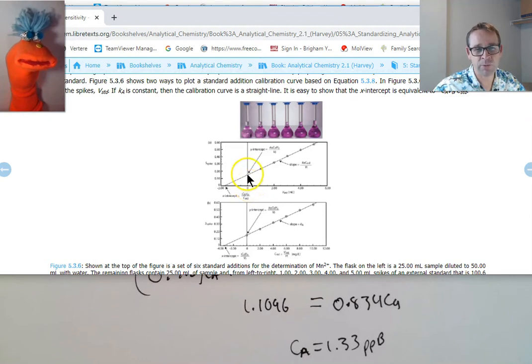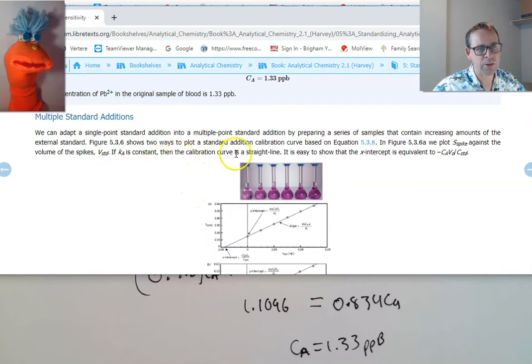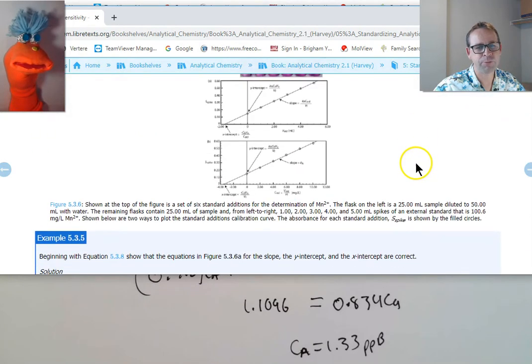And so basically you have your samples, and they're all spiked. So now instead of relying on one spike sample, you have a series of spiked samples. So all of your backgrounds are the same. And what that does is something interesting: there's a straight line, and it's easy to show that the x-intercept is equivalent to the negative value of the concentration of your analyte times your initial volume, divided by the concentration of the standard, all right?